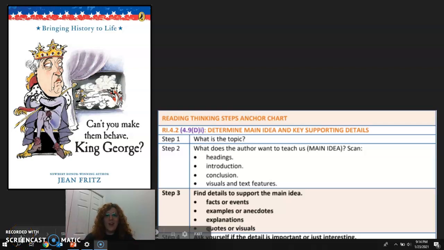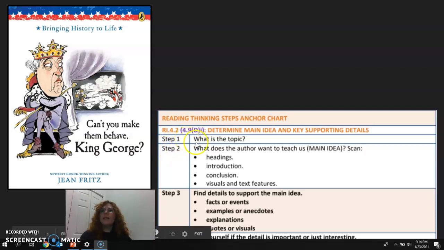Friends, today we're going to practice how to determine the main idea and how it's supported by key details. This helps us understand what the author wants us to know. So let's get ready to do these steps and pay close attention because you're going to practice in a little bit. Let's take a look at step 1.